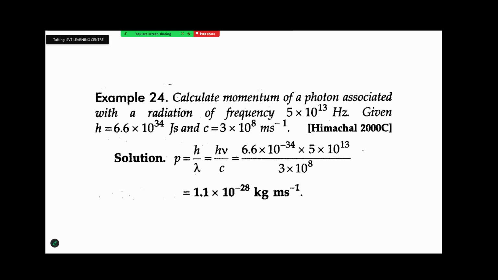Calculate the momentum of a photon with a radiation frequency of this much, given h is equal to this, hc is given. Momentum is h by lambda, and lambda can be written as c by v, so we get the value of momentum. So most of the sums are related to writing the formulas here and there, juggling around with the formulas, that's it.